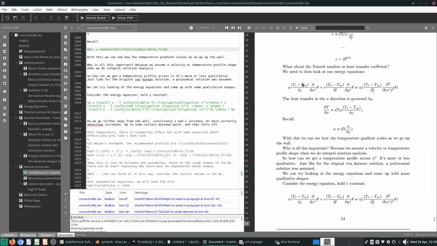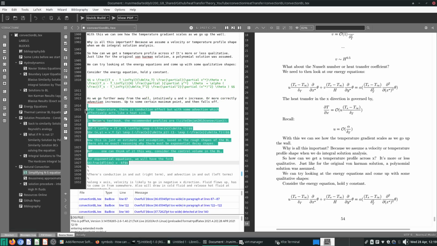If we were to do some scaling analysis again along the y direction, we can see that dT/dx, the temperature gradient here, scales as Ts minus T infinity over delta T, which is the thermal boundary layer thickness, and of course U is the velocity. If we just want to get rid of all the velocity dependent terms, we know that U actually scales as alpha over delta T.